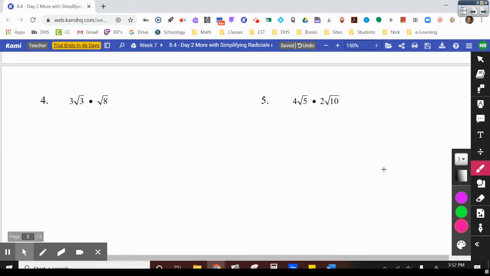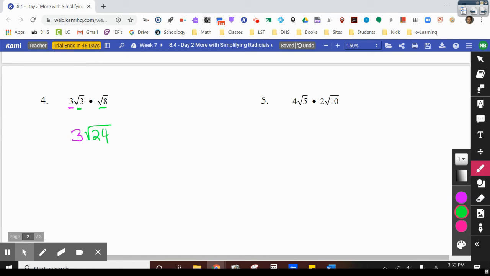So now on number 4, we have 3 rad 3 times rad 8. If you notice on number 4 here, I have a number outside my radical, but I also have numbers inside my radicals. So when I smash these together, any numbers on the outside are going to stay on the outside. Any numbers on the inside are going to be multiplied together. So this 3 is simply going to stay on the outside. So this turns into 3 rad 24, because 3 times 8 is 24.